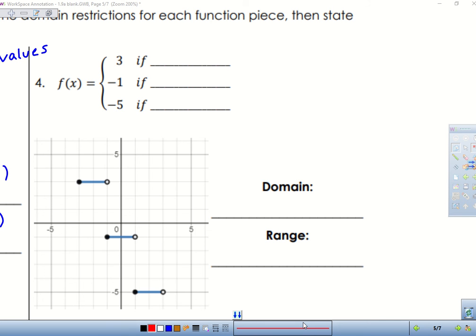You're close. It's just called a step. Yeah, you're on the right track, though. That was a good guess. So this is what we call a step function.